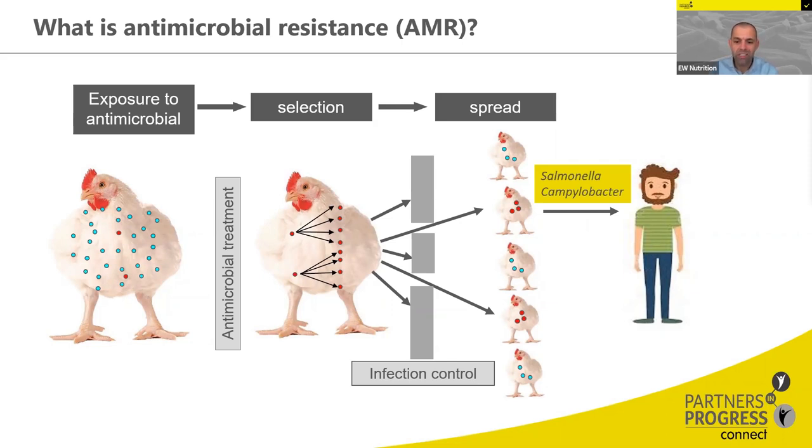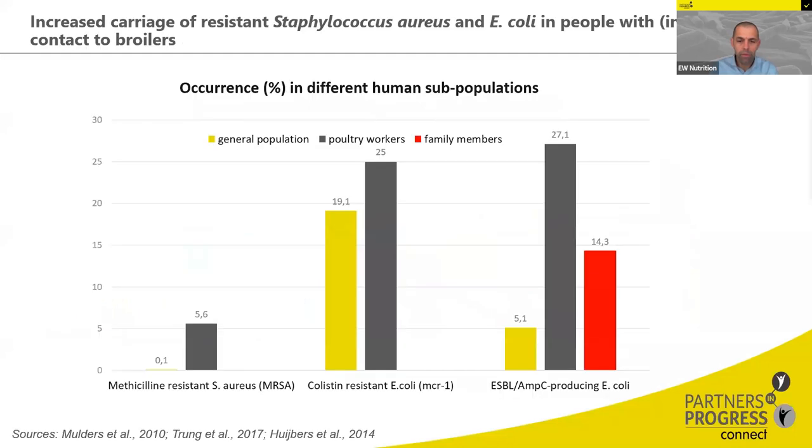Zoonotic agents are easiest to research, as the actual bacteria that transfer the antimicrobial resistance are causing disease in humans and can be cultured from stool samples and characterized. Here I want to focus on the risk of carrying antimicrobial resistance genes through contact with animals. These are three studies conducted in Asia and Europe.